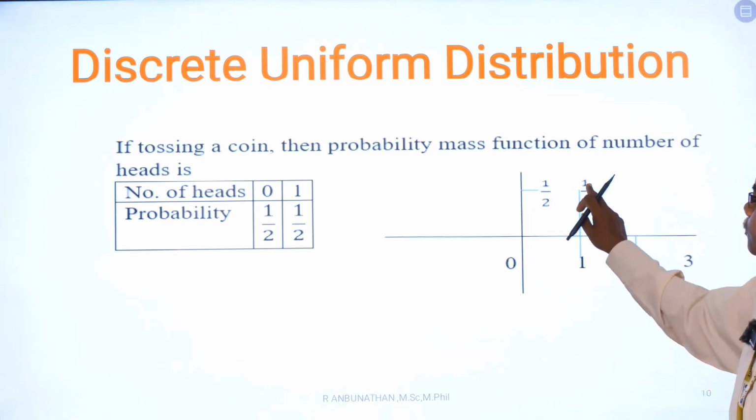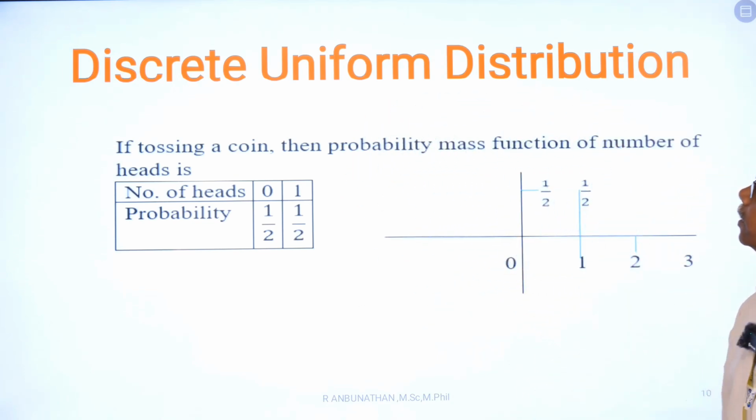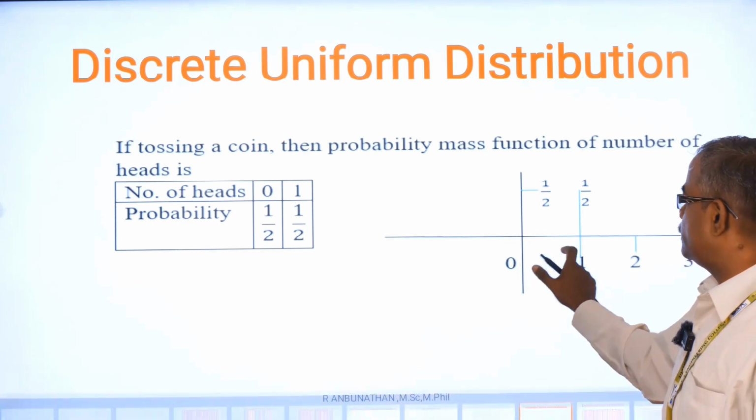Look, all the probability values are equal. That's why this is called a discrete uniform distribution, because 0 and 1 are discrete values.